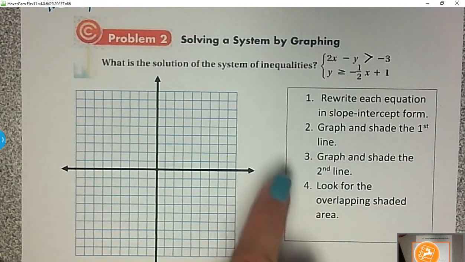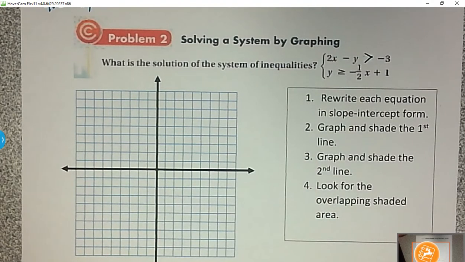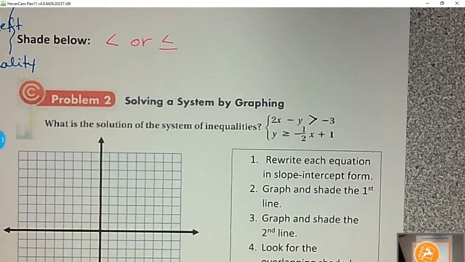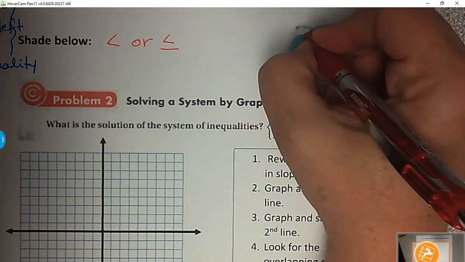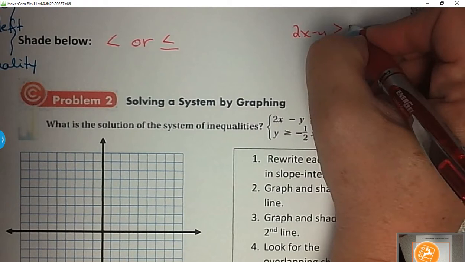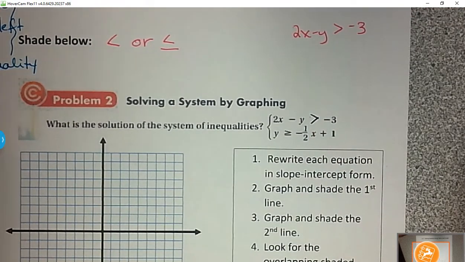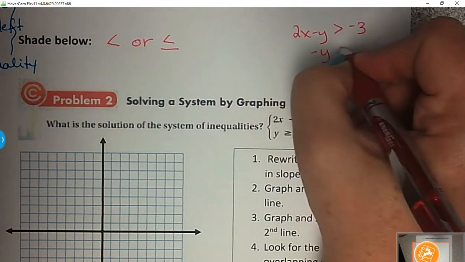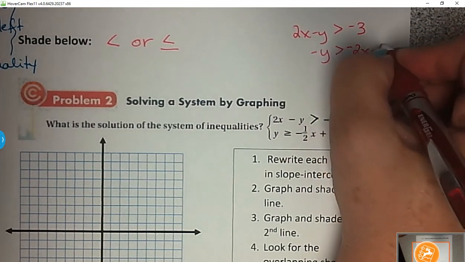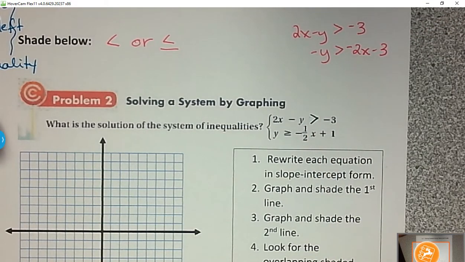So what we've got to do with these inequalities, just like we did with the lines, is get them both in slope-intercept form. Again, I didn't leave myself much room, so I'm going to work over here. Take 2x minus y is greater than negative 3. First thing I'm going to do is move my 2x over. Then I have to divide everything by negative 1.